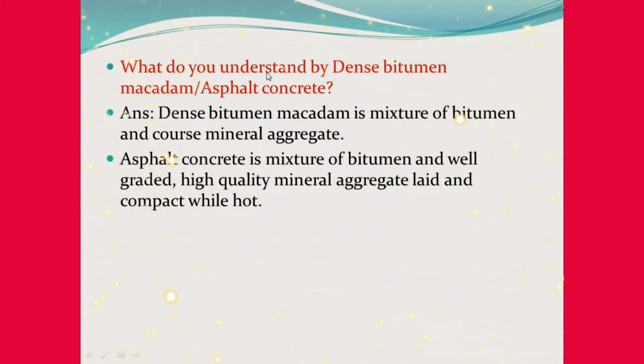What do you understand by dense bitumen macadam and asphalt concrete? Its answer is that dense bitumen macadam is a mixture of bitumen and coarse mineral aggregate. Asphalt concrete is a mixture of bitumen and well-graded, high quality mineral aggregate, laid and compacted while hot.